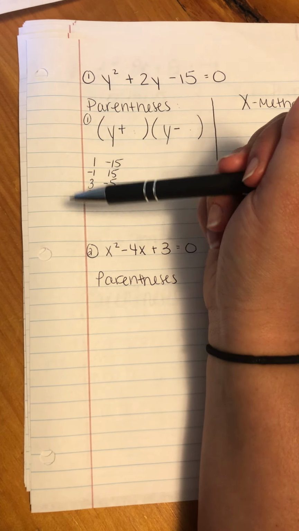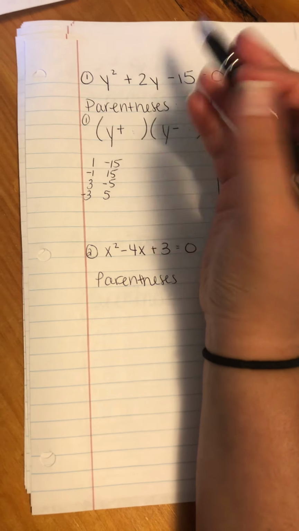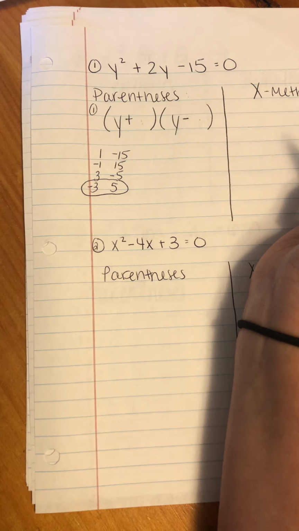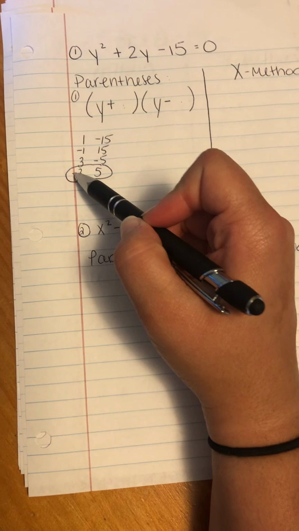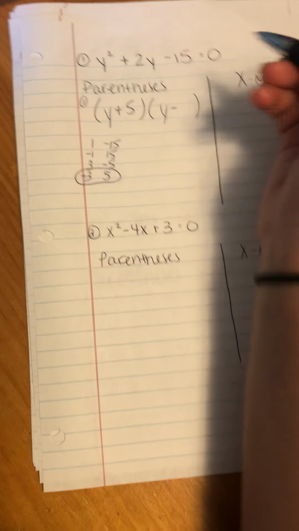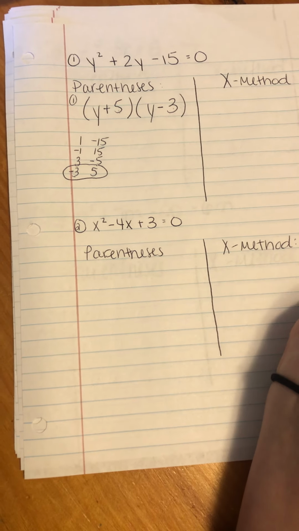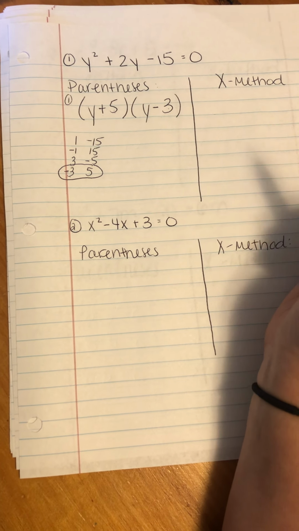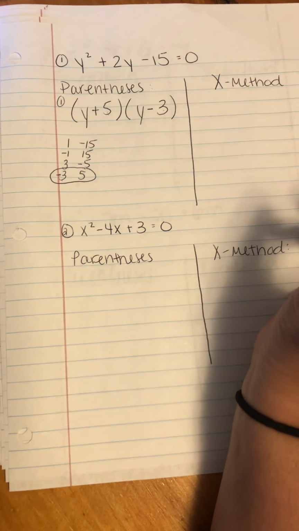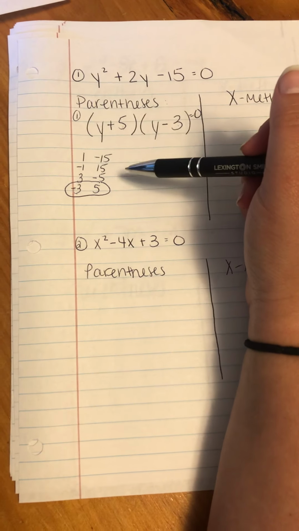So from this list, I have to find the pair of numbers that will add together to get positive 2. That's going to give me my last pair, this negative 3 and the 5. So the 5 is going to go with my addition, and the negative is going to go with my subtraction. Okay, and that's how we factor. We just took our trinomial and broke it down into two binomials, into something a little bit simpler. And it's still equal to 0 here.